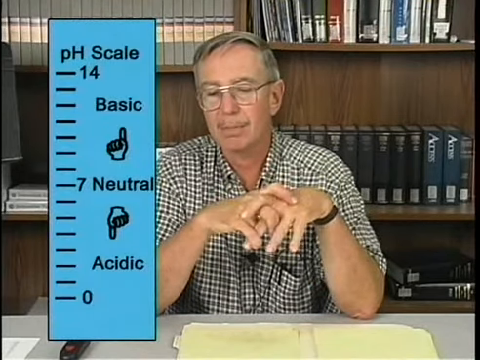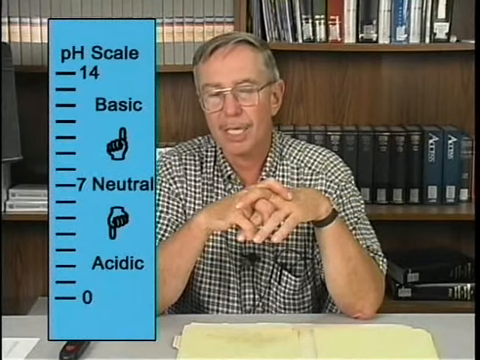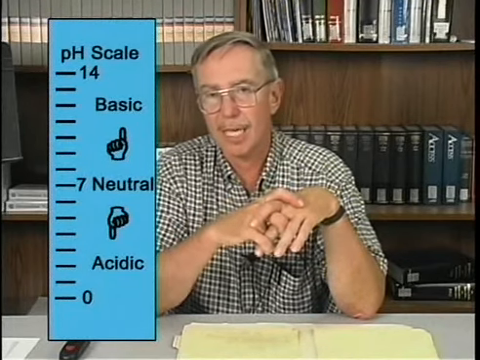pH of a soil, like pH of any other type of substance or material, is measured with a pH scale. And that pH scale numerically runs from 0 through 14.